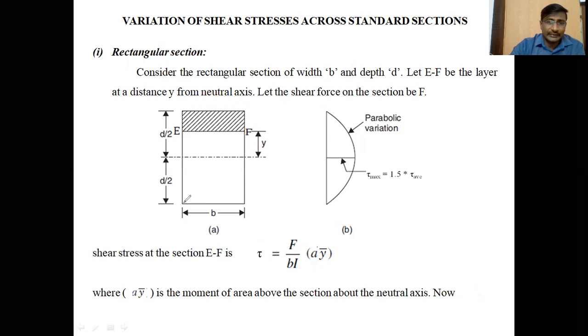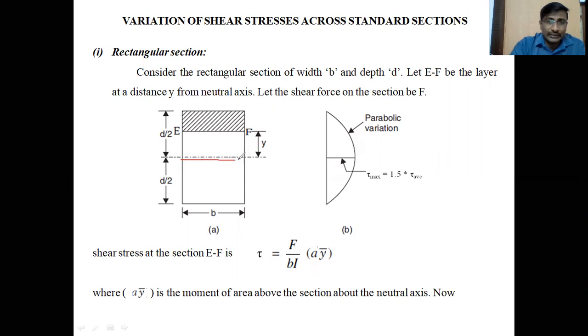So if we consider the EF layer at the extreme bottom layer, it doesn't have any area below the level EF. If there is no area, there is no sliding part at the EF. If there is no sliding part, then shear stresses are 0. Like that, shear stresses at the extreme layers are 0.